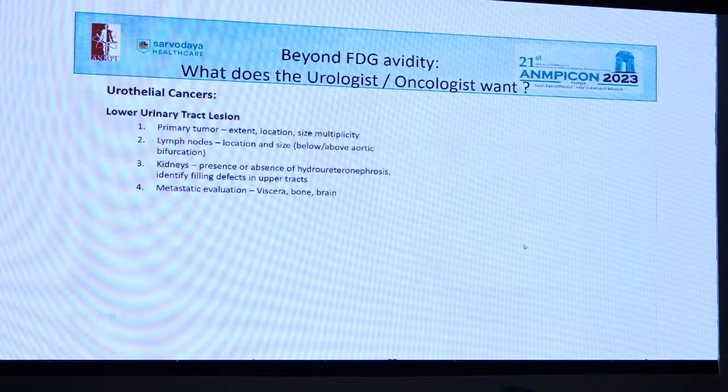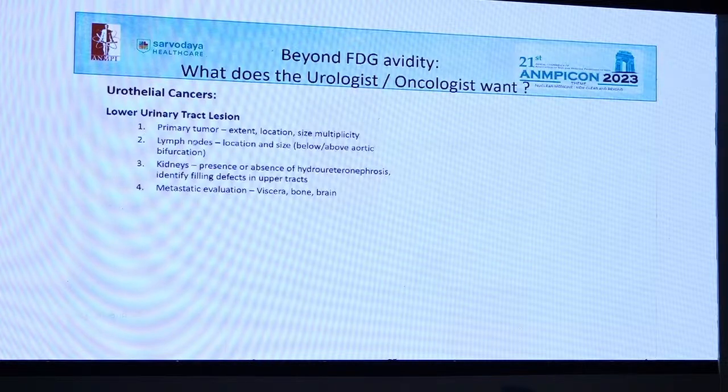Now moving on to other urinary cancers. First, to begin with the lower urinary tract lesion, the bladder tumors. What needs to be in the report is the primary tumor description: extent, location, size, multiplicity. As is known, it's usually MRI, microscopy and ultrasound that play a major role here rather than CT. And again, due to that, the role of PET-CT is also limited.